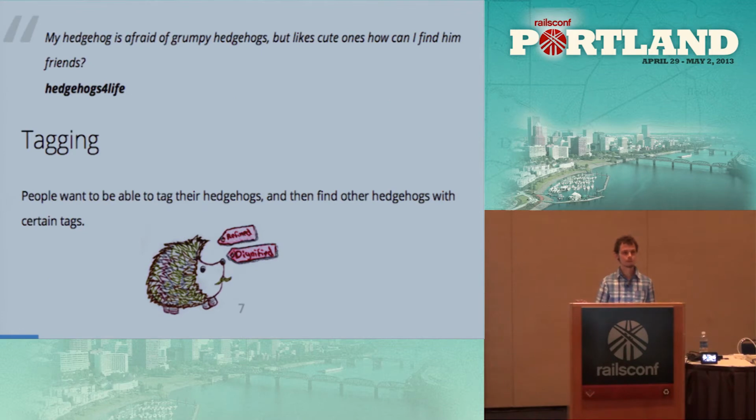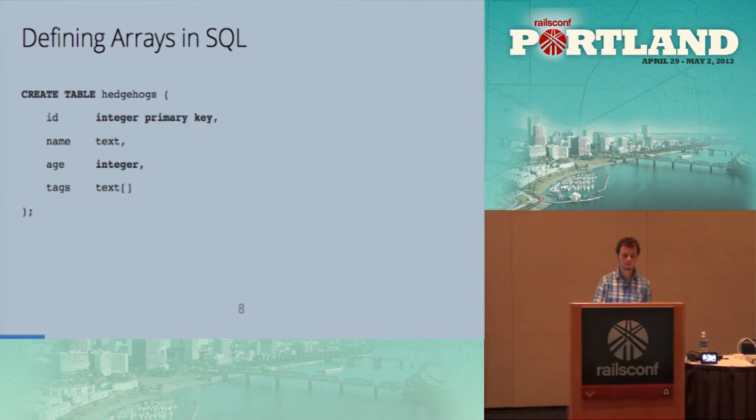They want new features like tagging. So let's imagine that people want to be able to tag their hedgehogs and then find other hedgehogs with certain tags. How are you going to go about doing that? Well, first, for this example, we're going to have a table of hedgehogs, and each hedgehog is going to have an ID, a name, an age, and then this is the interesting bit here. He's going to have a set of tags that's a text array.